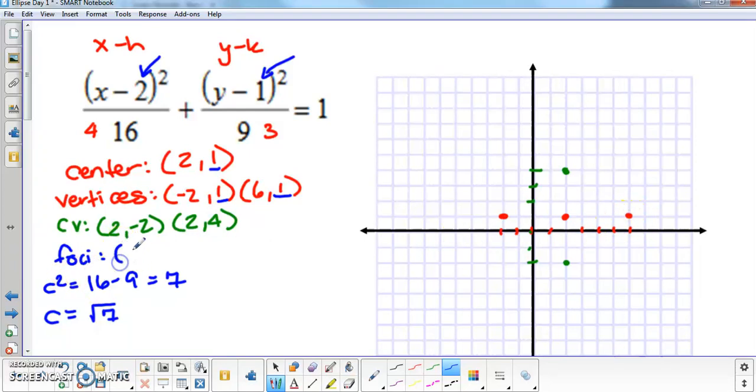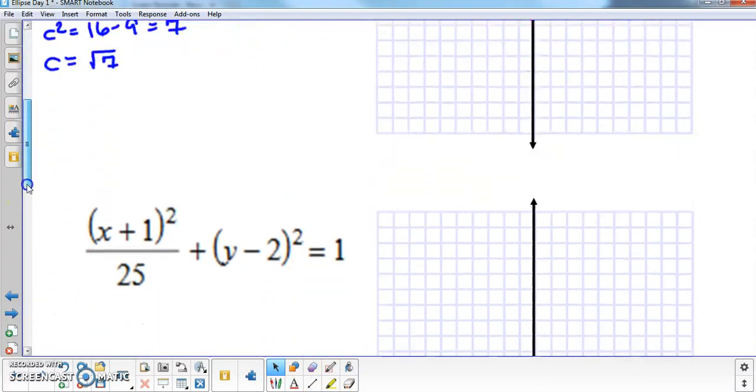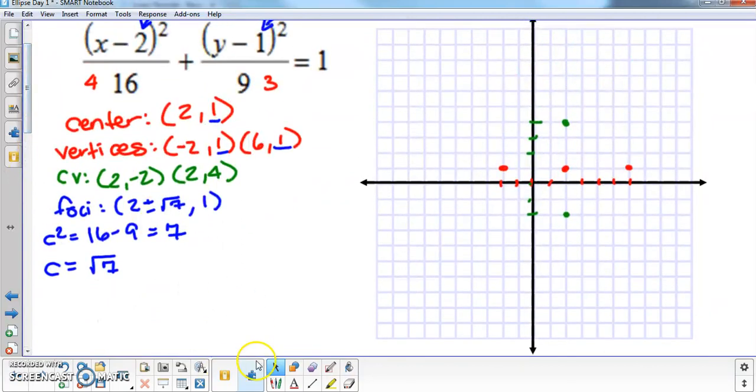So I take my center, my 2, I add and I subtract that c value. So it's my center plus and minus c, and I keep the 1. Okay? Oh, I gotta draw the circle or ellipse.